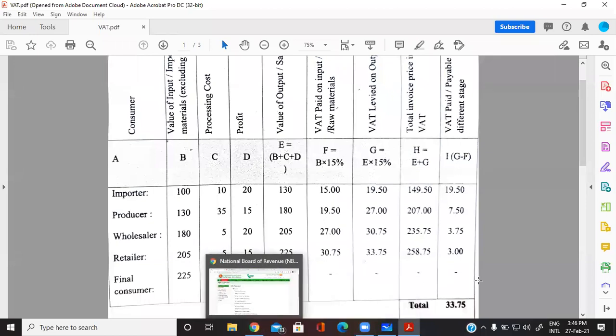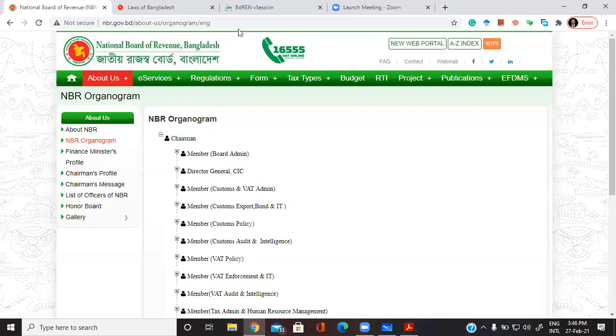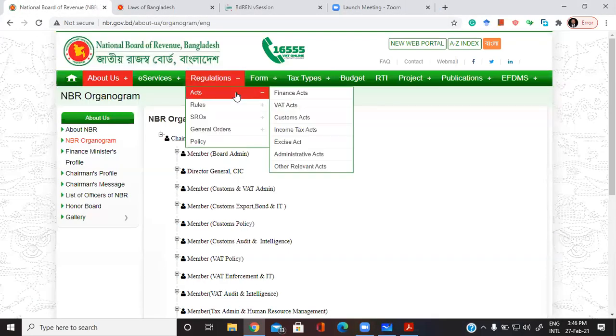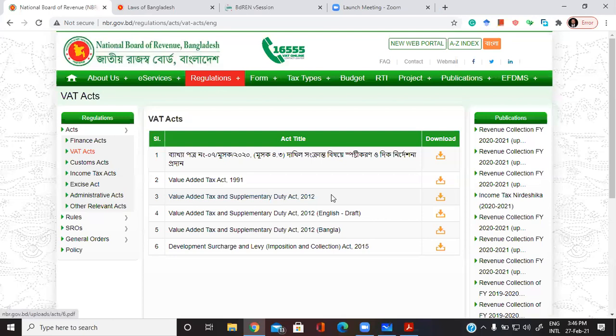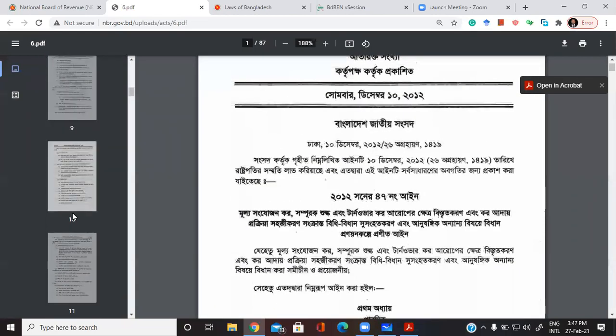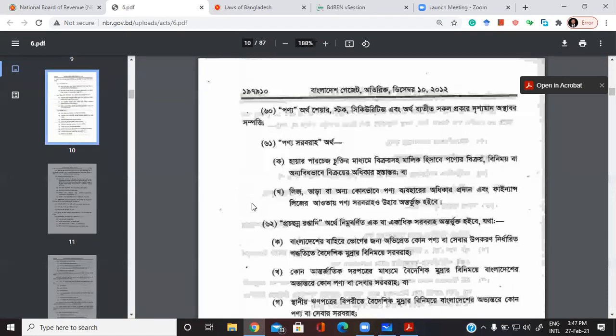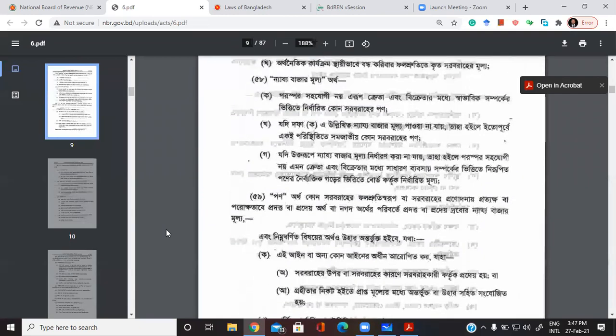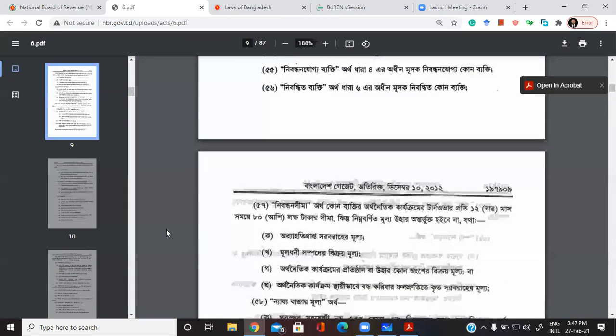So let me open the act from the original source. It's not here. If you would like to see the act from here, what can you do? You can open this. So it is in Bangla. English is also available. So the question is, when do you have to take the registration under this act?